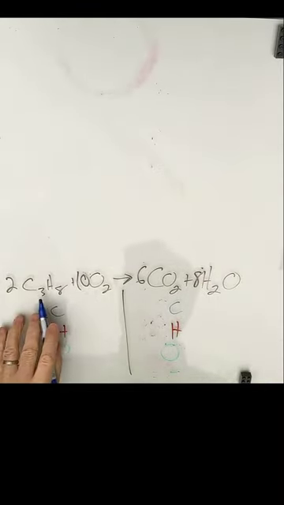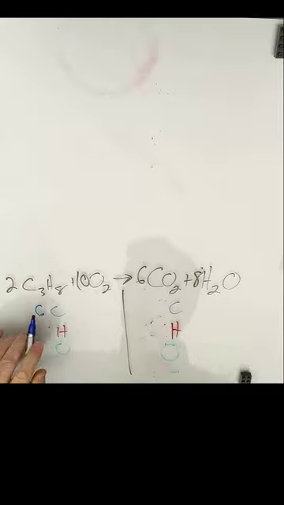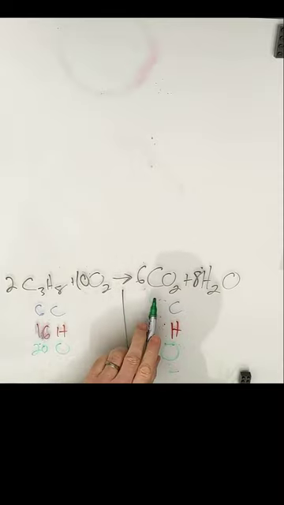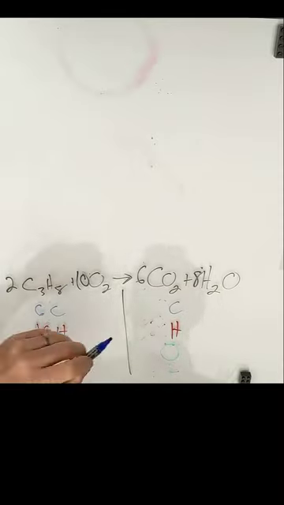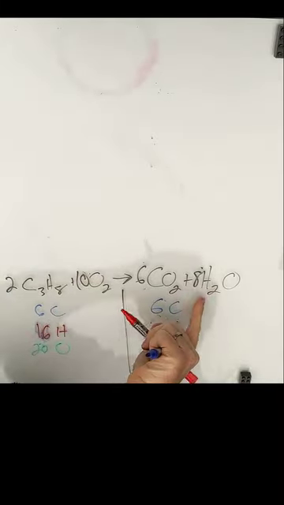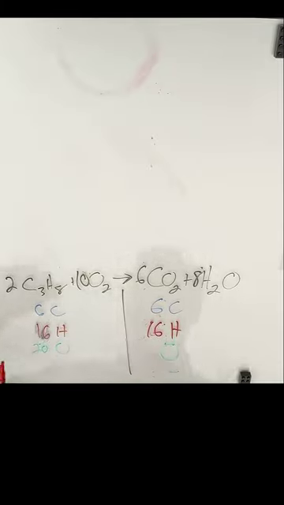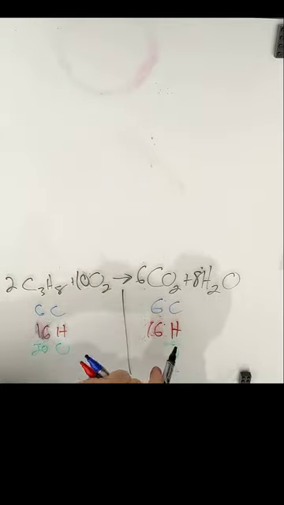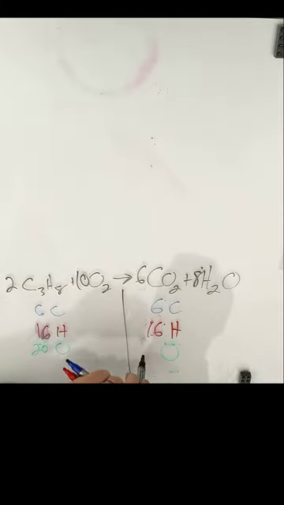But if I did 2 times C3, that'd be C6. 2 times H8 is 16. And 10 times O2 would be 20 oxygen. And on this side, I have 6 carbons. I have 8 times H2, which is 16 hydrogens. And I have 6 times O2, which is 12, and then 8 times O, which is 8. So 12 plus 8 is 20.